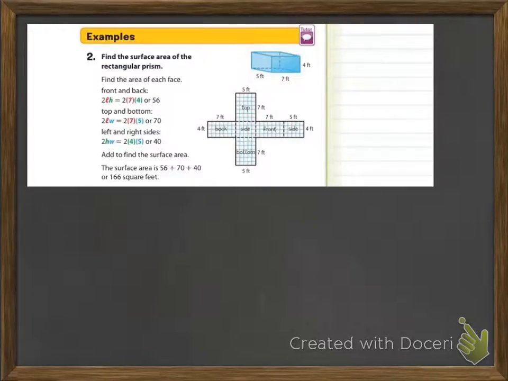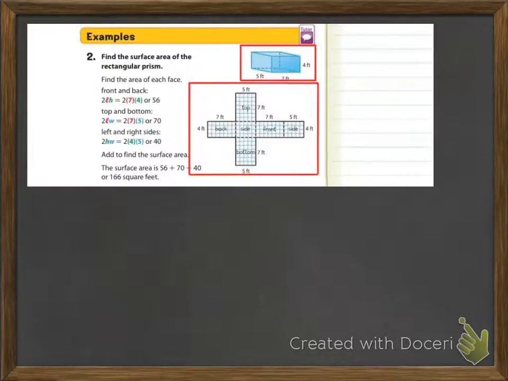So here it says to find the surface area of the rectangular prism. What I really like about this is the fact that they gave us a picture of the box, but then they also gave us a picture of the unfolded box, so you have a picture of the net that's here. All right, so it says here to find the area of each face, front and back. Now, we're supposed to use our formula, so over in your work zone, we're going to go ahead and do that.